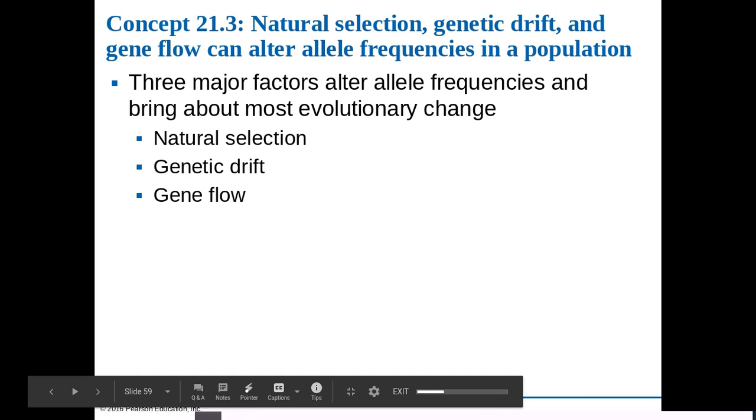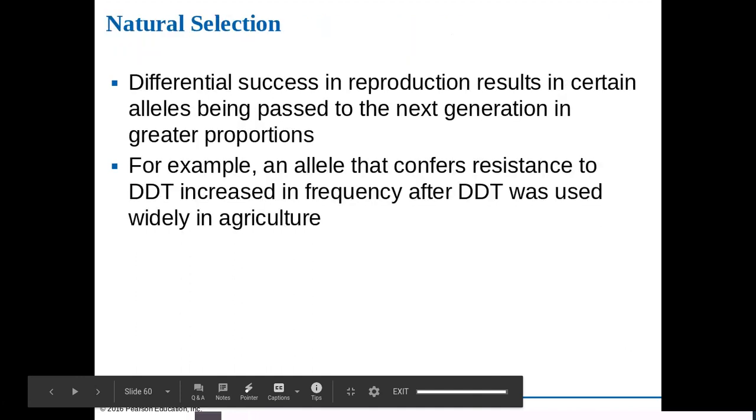21.3 talks about some of the other ways, other than natural selection, that a population can change. So, other ways a population can change besides natural selection. And there's really three major factors that can bring about evolutionary change. One of them we've already learned about is natural selection. Then we have genetic drift and gene flow.